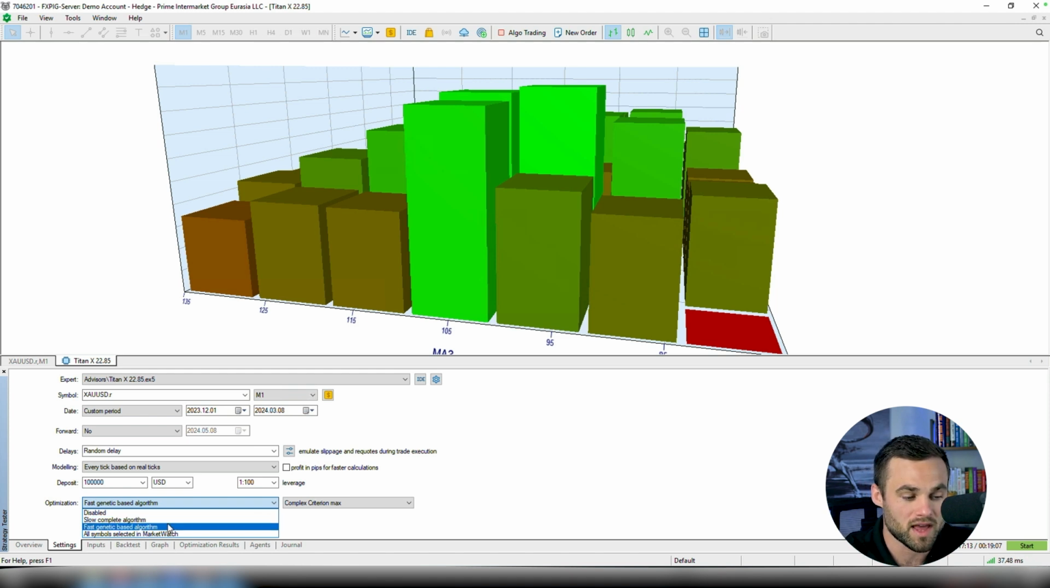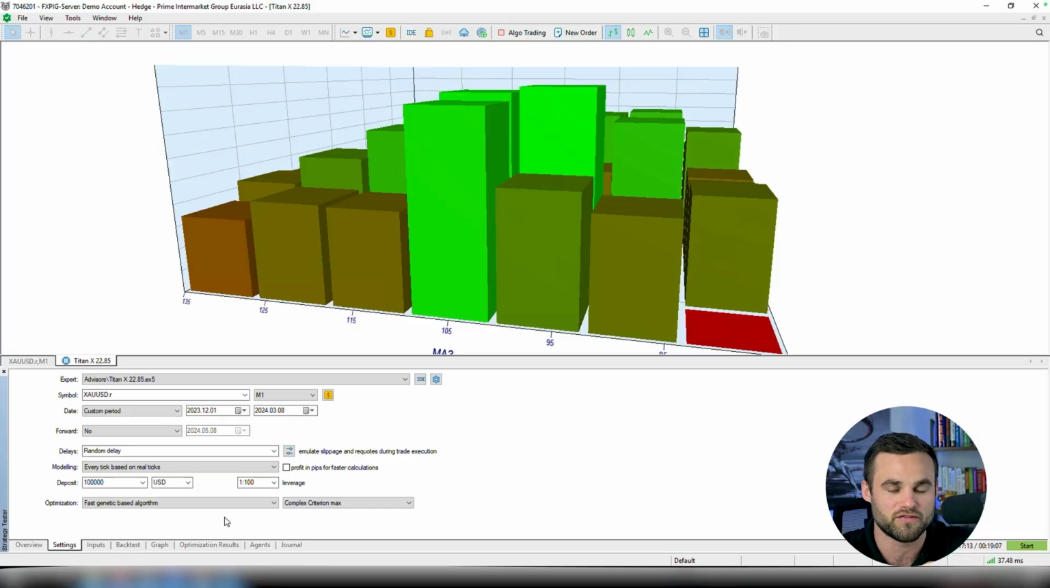The second way, which I generally do, is the fast genetic based algorithm. Essentially what this is going to do is take your inputs and look for winning inputs. And then it's basically going to breed which other inputs we should test based on this winning input.